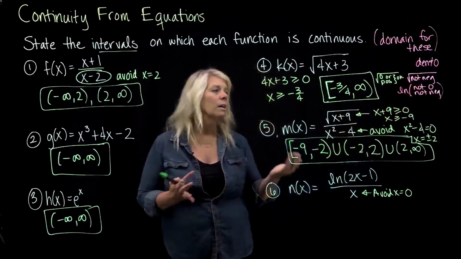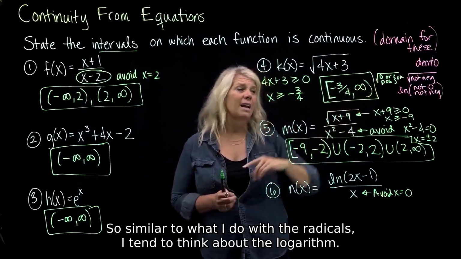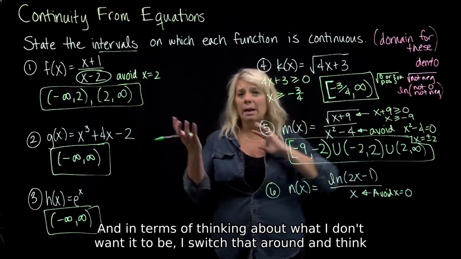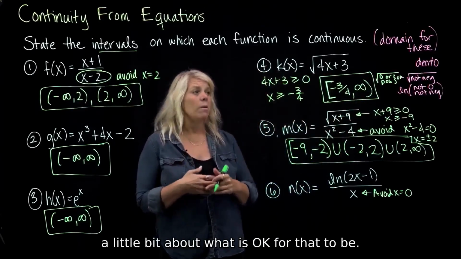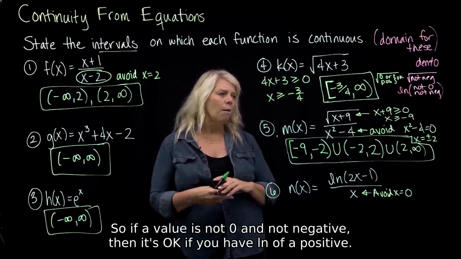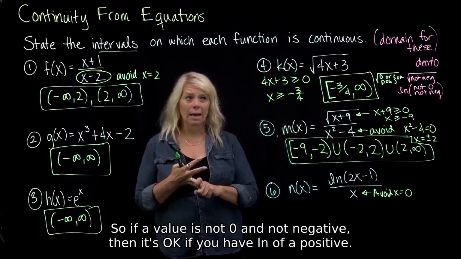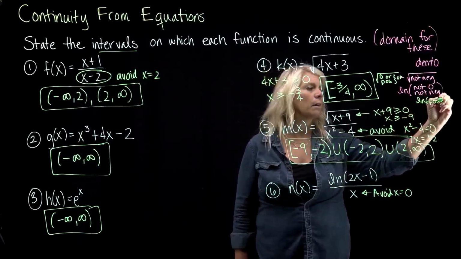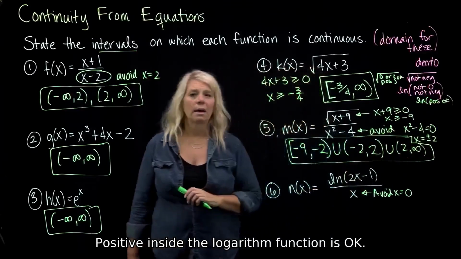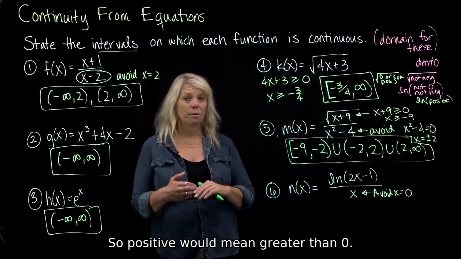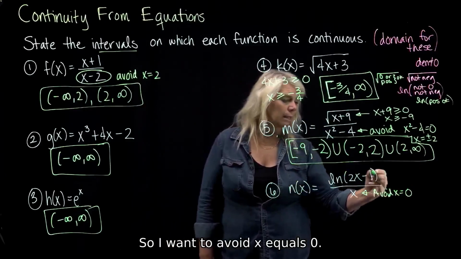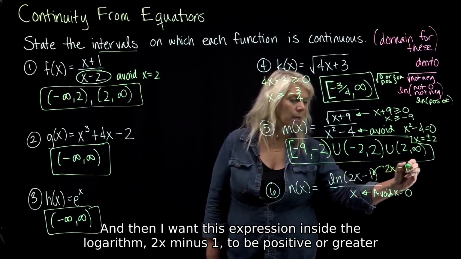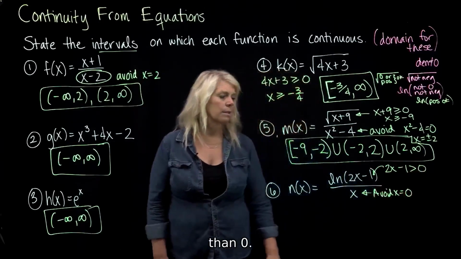And then on this logarithm one, I want to make sure that the expression inside the logarithm is not 0 and not negative. So similar to what I do with the radicals, I tend to think about the logarithm in terms of what I don't want it to be, and I switch that around and think a little bit about what is okay for that to be. So if a value is not 0 and not negative, then it's okay if you have ln of a positive. Positive inside the logarithm function is okay. So positive would mean greater than 0. So I want to avoid x equals 0, and then I want this expression inside the logarithm, 2x minus 1, to be positive or greater than 0.